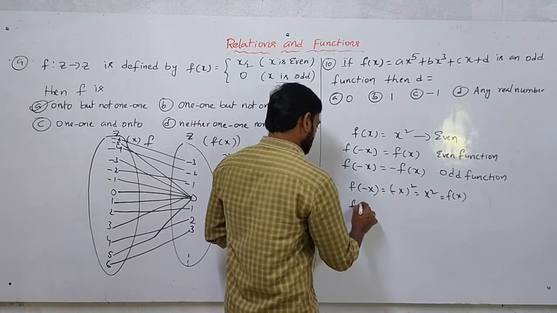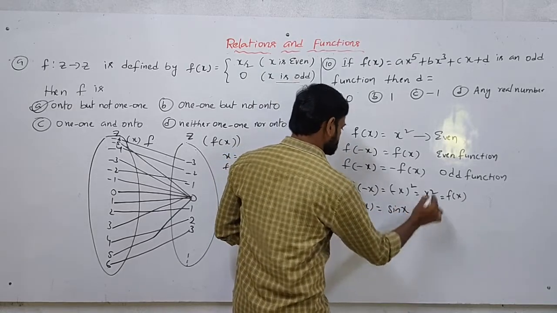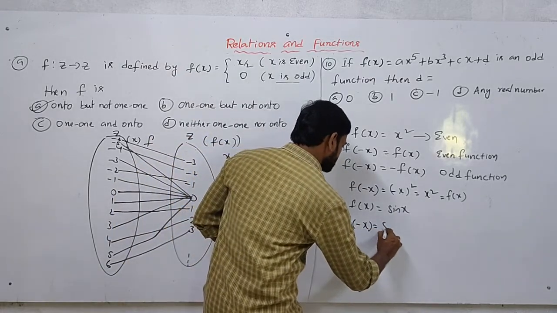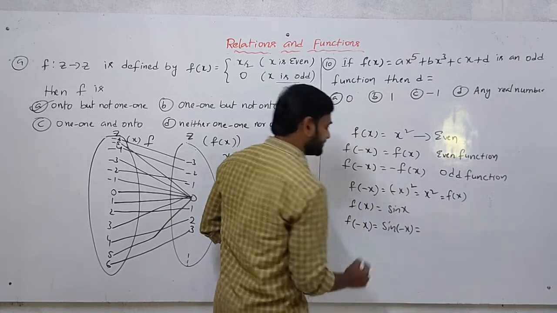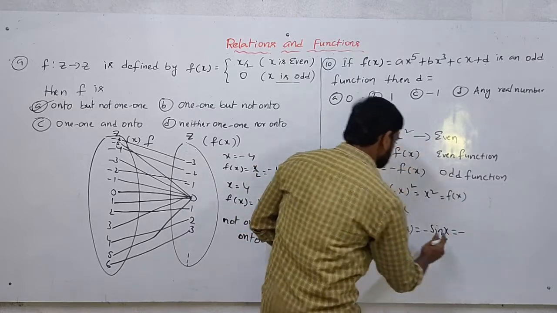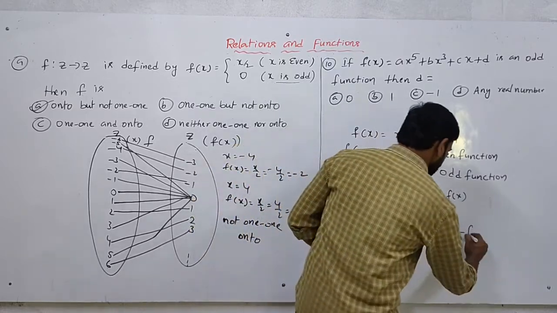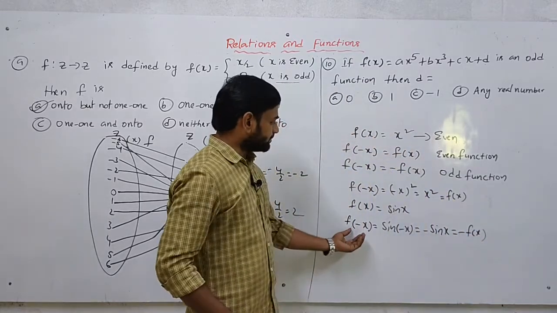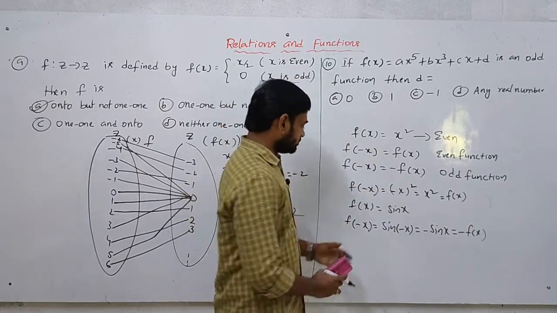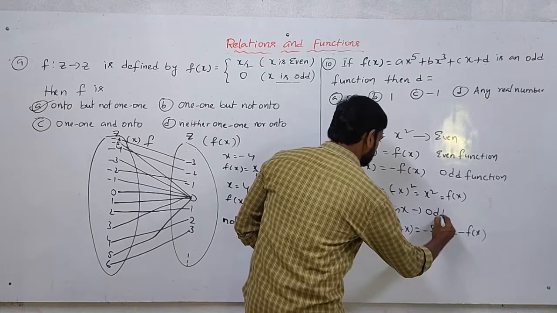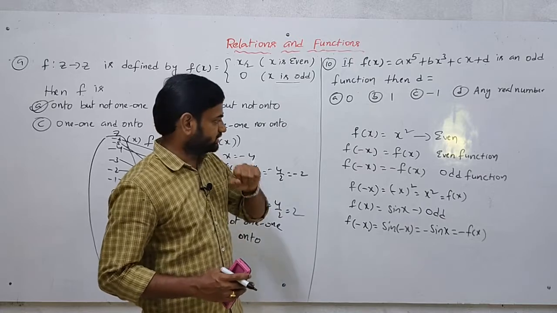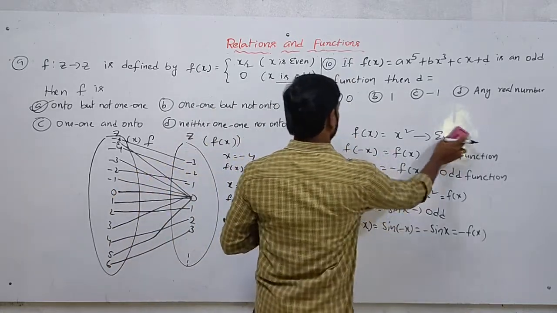Suppose here f of x equals sin x. Now what is f of minus x? Sin of minus x is minus sin x. So it is minus sin x, which is minus f of x. So what you got? f of minus x equals minus f of x. So this sin x is an odd function. That is the even and the odd functions. Now see here, I am taking one more example.